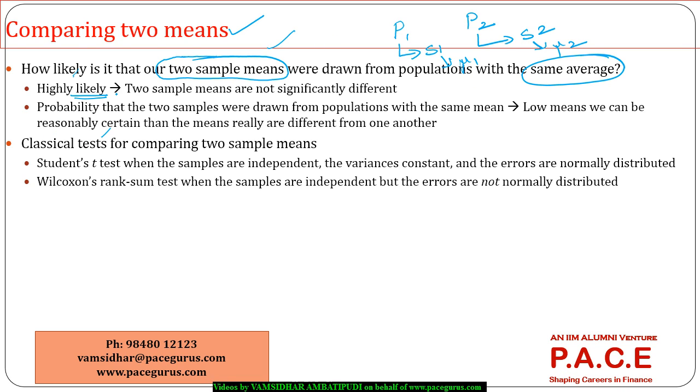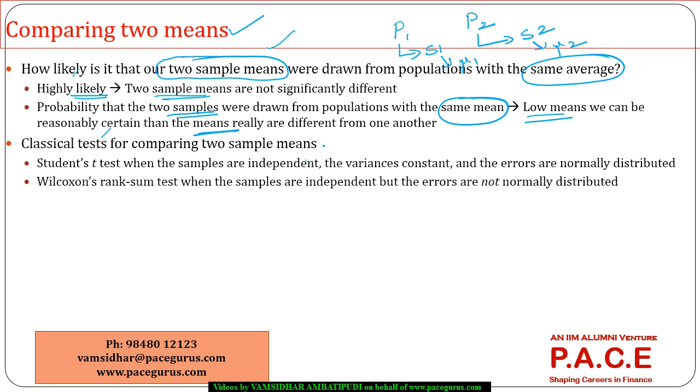If they are highly likely, then I can conclude that the two sample means are not significantly different. But if they are very unlikely, then I'll say that there is a significant difference between the means of these two groups. So if the probability that the two samples are drawn from populations having the same mean is very low, then I can very well say that these two means are significantly different. So I can say with a high amount of confidence that the means between these two groups of data are significantly different from each other.